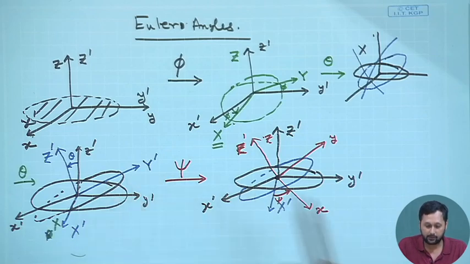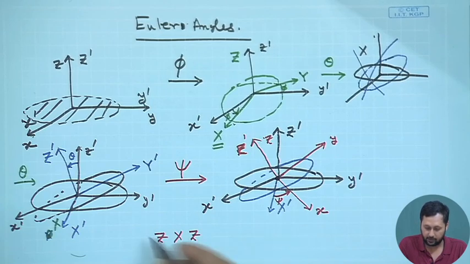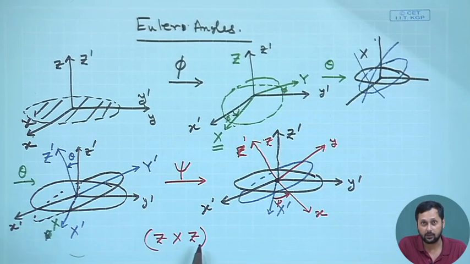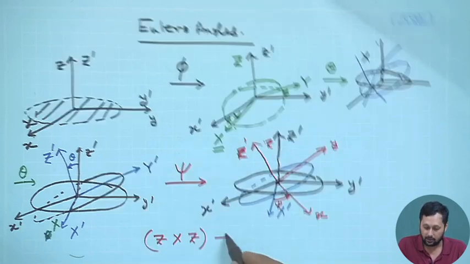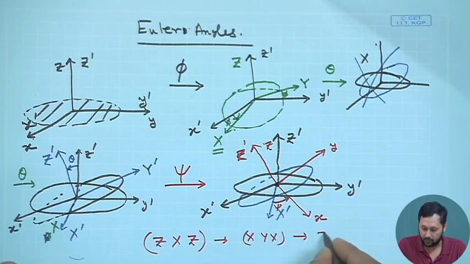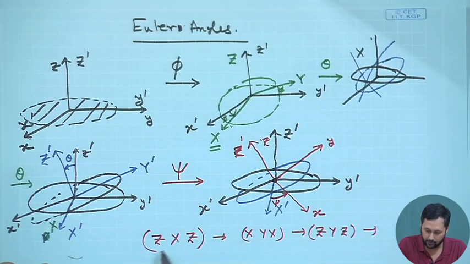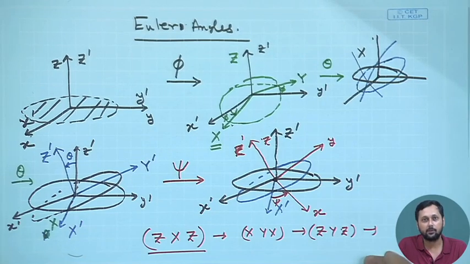Please remember that this is only one definition of Euler angles. This is a z x z definition, called z x z because the first rotation is around z, second is around x and third is once again around z. Likewise we can have x y x, we can have z y z. All these combinations are possible, but for our discussion we will just stick to this. You can check Wikipedia, where there is a very nice discussion of the alternative definitions of Euler angles.